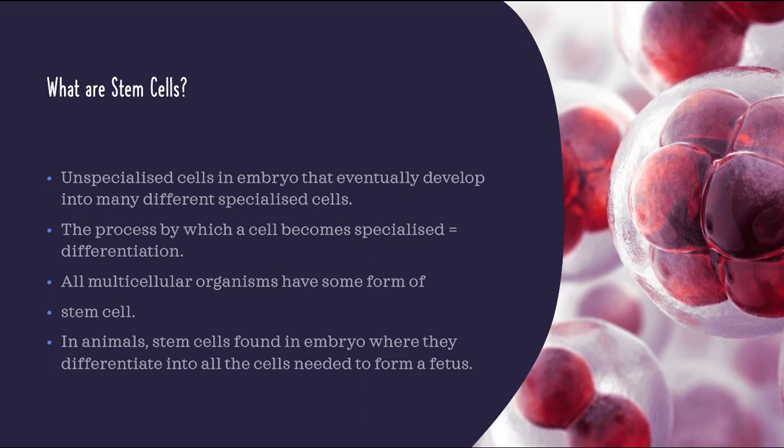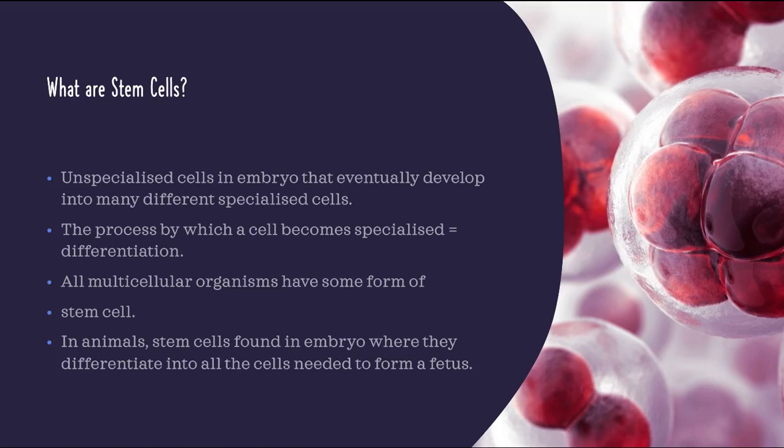As the cell divides, it becomes a ball of cells, and eventually an embryo, a fetus, and an individual. Different cells switch on and off different genes. So in humans, we have about 23,000 genes, but different genes are switched on in a skin cell than a heart cell, for example. That's why your skin cells don't contract. So the process is known as differentiation, and all multicellular organisms have some form of stem cell.